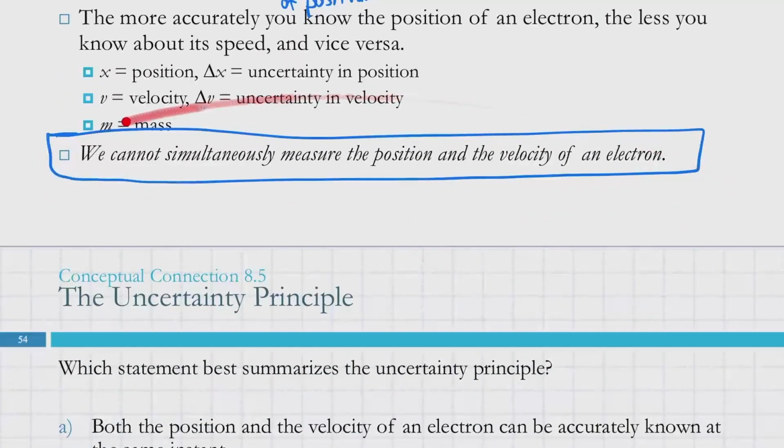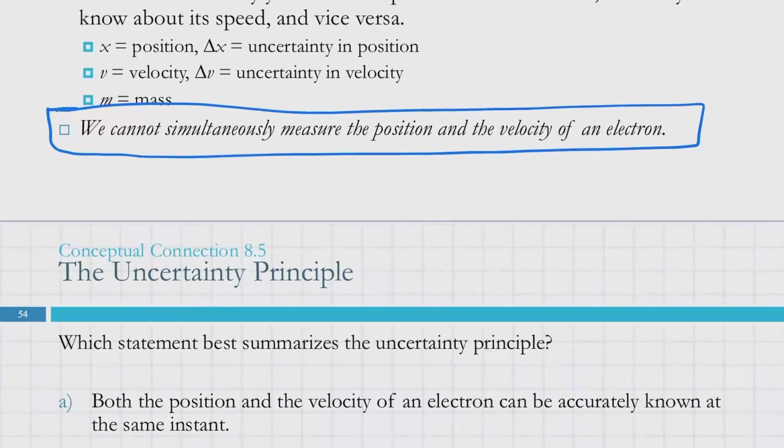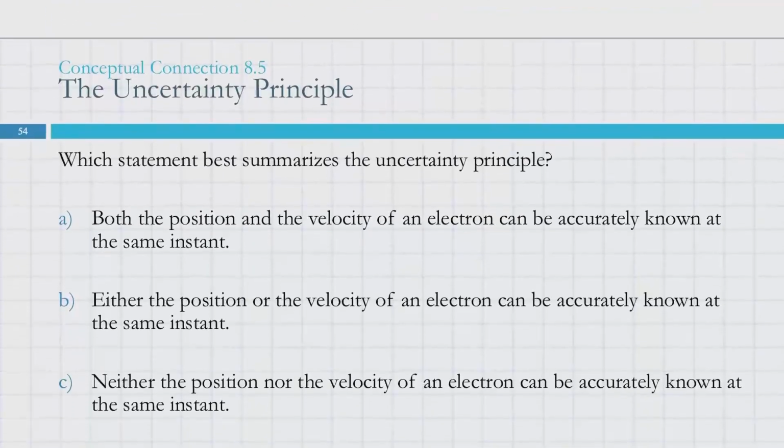So this would be the takeaway. We can't simultaneously know where it is and how fast it's going. We can know one or the other to a good extent.